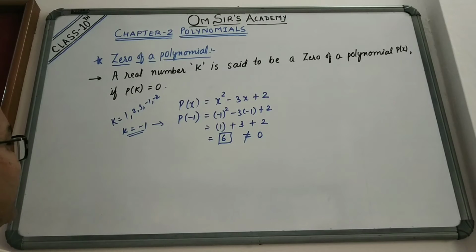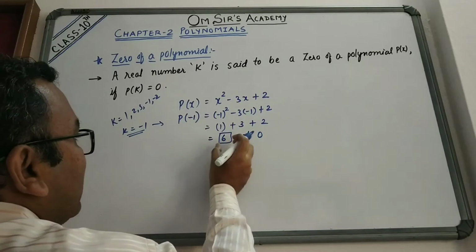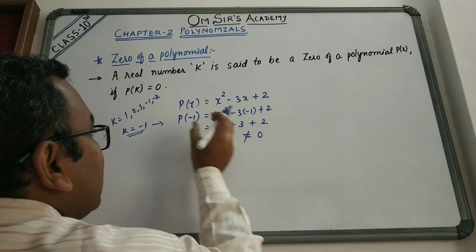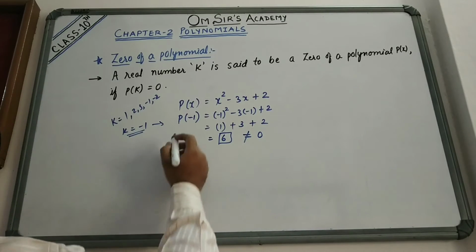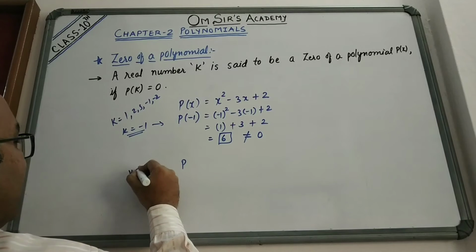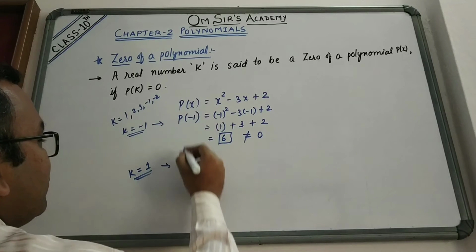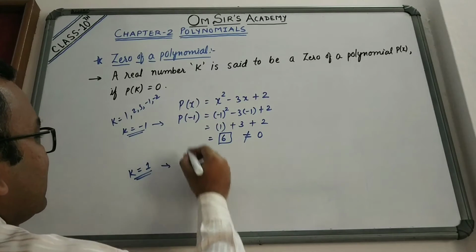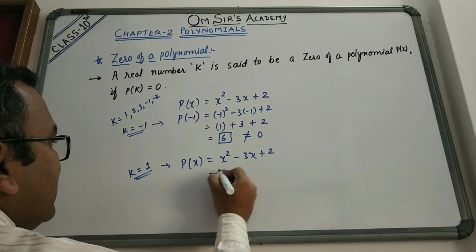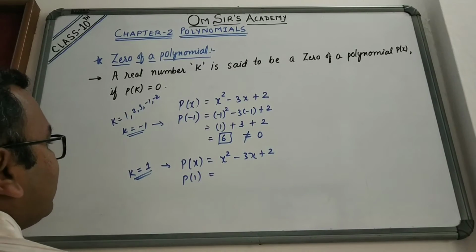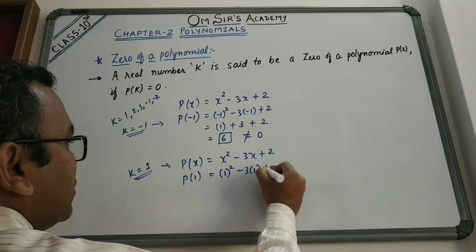Okay friends. So whenever I substitute the value of that real number in place of x and I get the answer 0, then that value will be called a 0 of a polynomial. So let us substitute, instead of minus 1, let us say k equals 1. Now let us substitute k equals 1 in this p of x. P of x was x square minus 3x plus 2. So instead of p of x, I place p of k, that is p of 1. That is 1 square minus 3 into 1 plus 2.